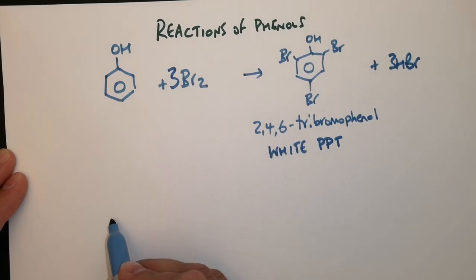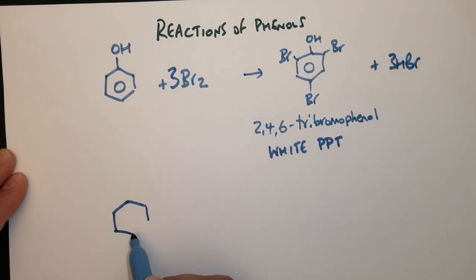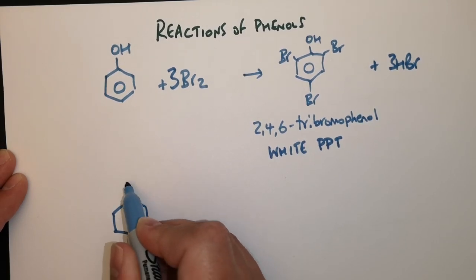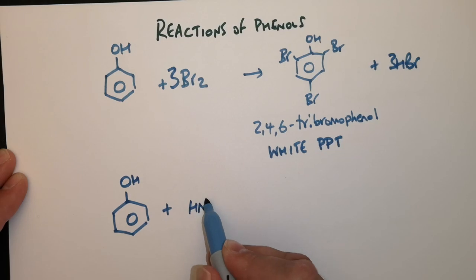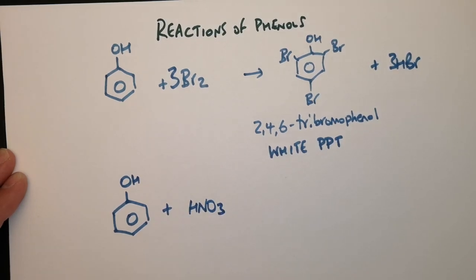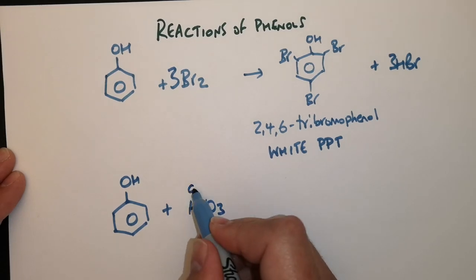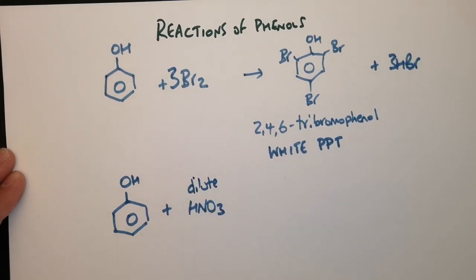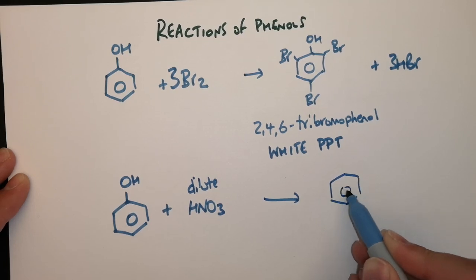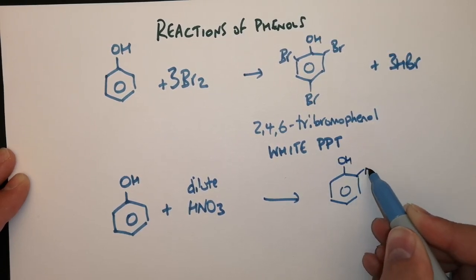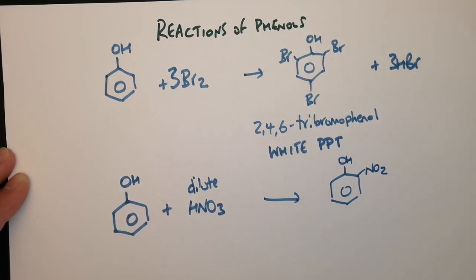Because phenol is more reactive than benzene, it also reacts with nitric acid. If you remember, when we were looking at benzene, in order to nitrate it, we needed concentrated nitric acid and concentrated sulfuric acid as a catalyst. This actually reacts with dilute nitric acid. This produces 2 different products. It produces this product, so that is 2-nitrophenol.